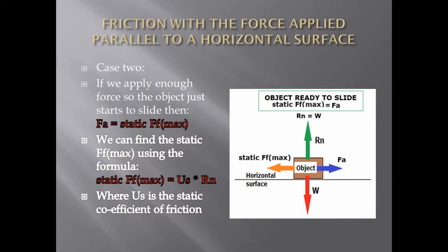Case 2. If we apply enough force so the object just starts to slide, then the applied force equals the maximum static friction force. We can find the maximum static friction force using the formula. Maximum static friction force equals the static coefficient of friction times the normal reaction force.